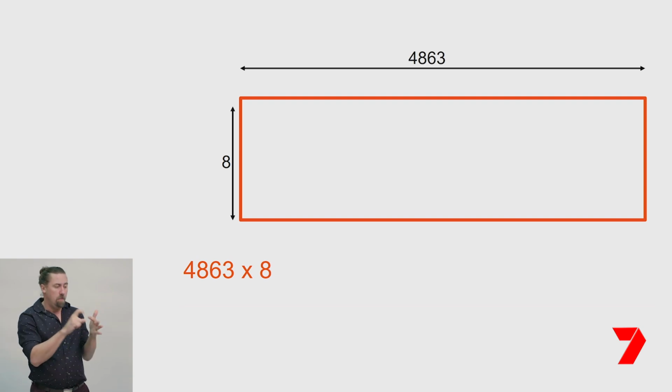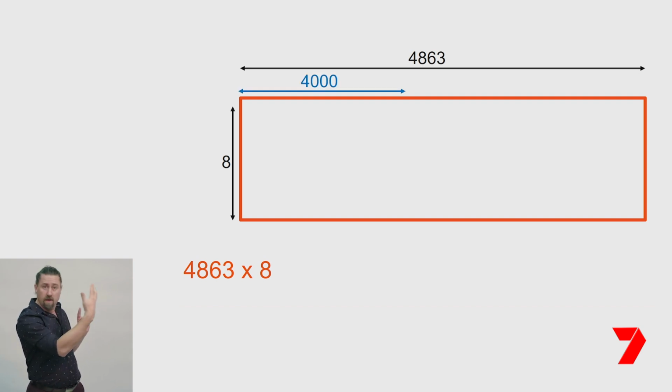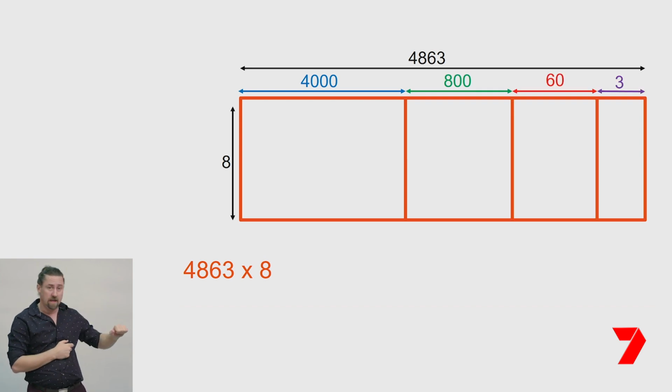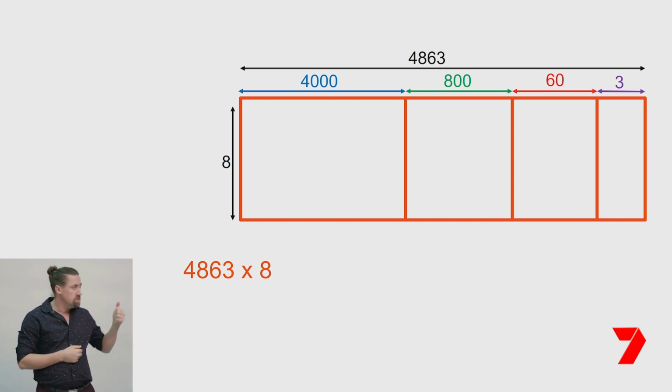This multiplication problem is 4-digit by 1-digit. Let's solve this one with the area model together. First, we draw a rectangle. Then, we split it using place value parts. 4,863 into its place value parts is 4,000, 800, 60 and 3. Now we can see and multiply each of these smaller rectangles.